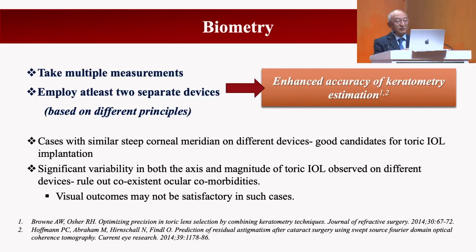Always try multiple measurements to enhance accuracy and look for two important areas. If you have a similar steeper corneal meridian by 2-3 devices, you have a better cornea. That means the patient doesn't have irregular astigmatism. The magnitude of toricity may differ a little bit, but if your axis is matching, that is a suitable case.